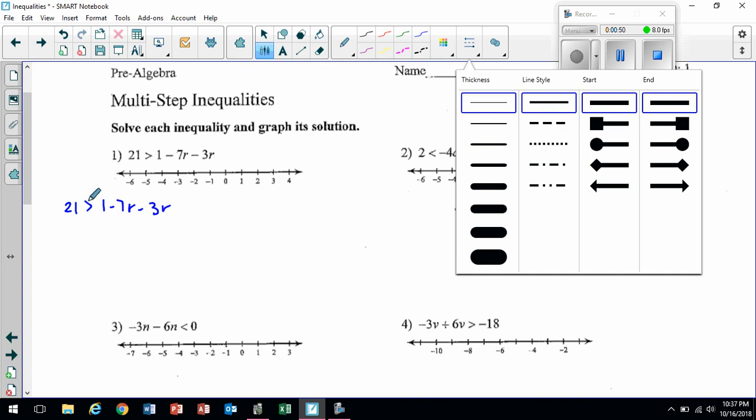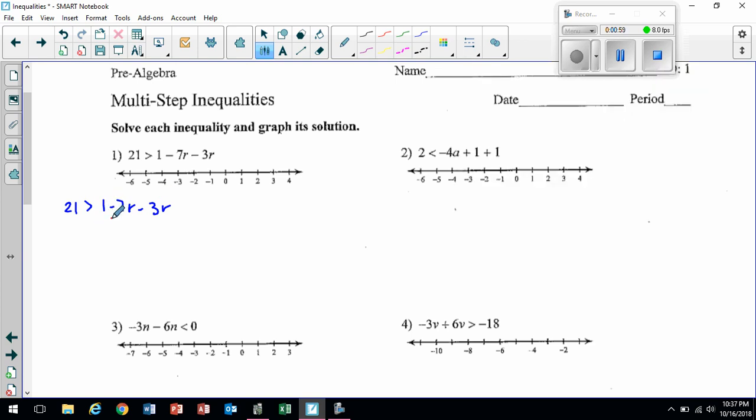the first thing that we can do is look on the right-hand side of our equation and see where we can combine like terms. And I see two things that we can combine. We have a negative 7r and we have a negative 3r that we can combine, right, to become 10r. So I'm going to rewrite this as 21 is greater than 1 and negative or minus 10r.